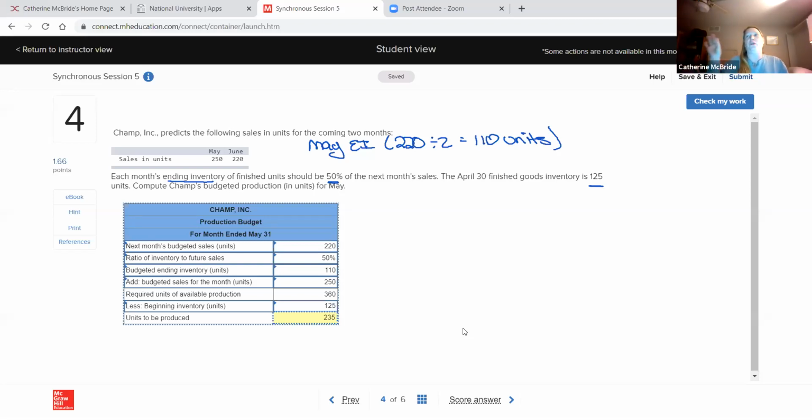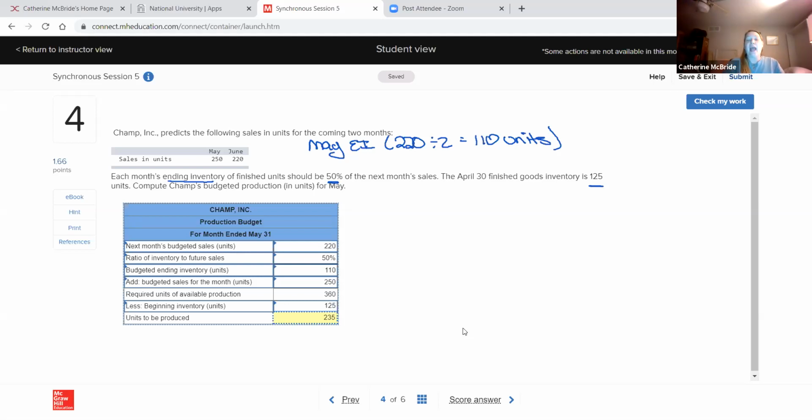So if we're going to sell 220 units next month, we want to start the very first of the month with 110 units. So now we know we have to make 250 units, plus we have to make that 110 units for next month. That's where we get the 360. So we need a total of 360 units, the 250 that we're going to sell this month, plus the 110 that we need left over for June 1st.